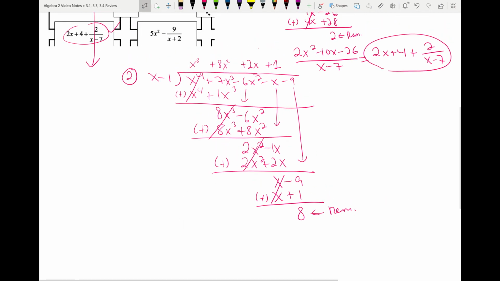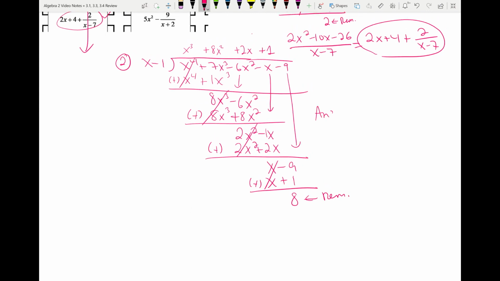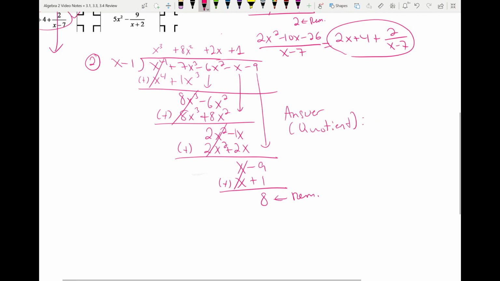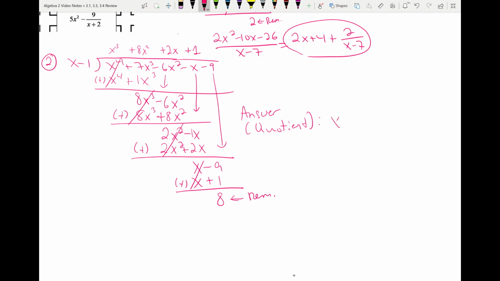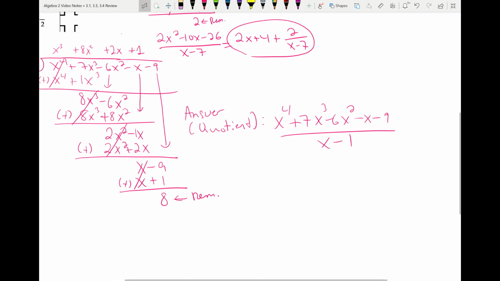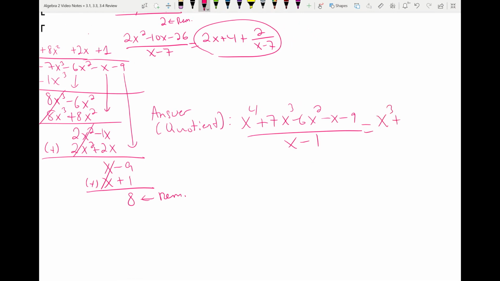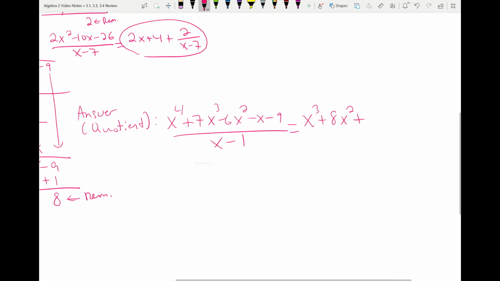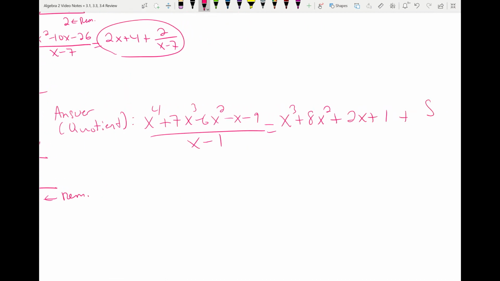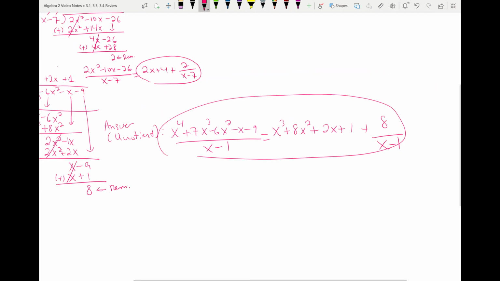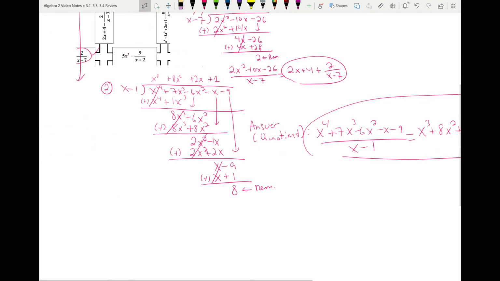So then if we write our final answer in quotient form, we would say that our dividend over our divisor is equal to our quotient plus our remainder over divisor. x cubed plus 8x squared plus 2x plus 1.